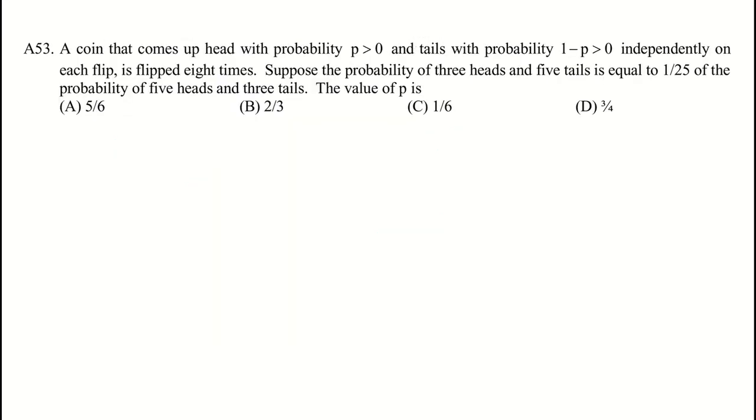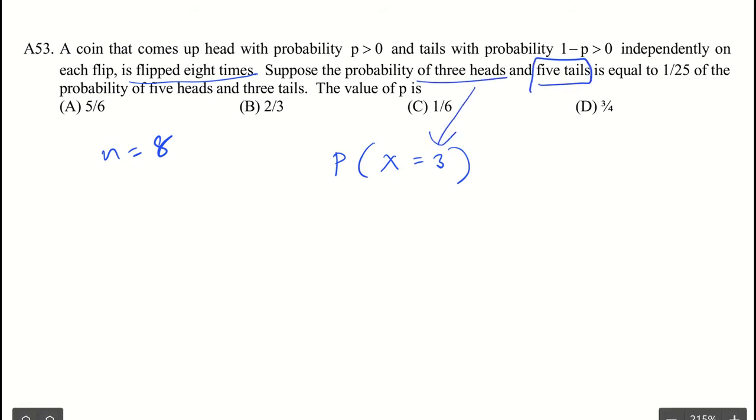And this is also an easy one. You can see that it is simply binomial distribution. Here the coin is flipped 8 times, that means n is equal to 8. Now if I call getting a head a success, then the probability of getting 3 heads, obviously 5 will be tails, so I don't have to worry about this part. Getting 3 heads is equal to 1 by 25 times the probability of getting 5 heads, that is P(X = 5).